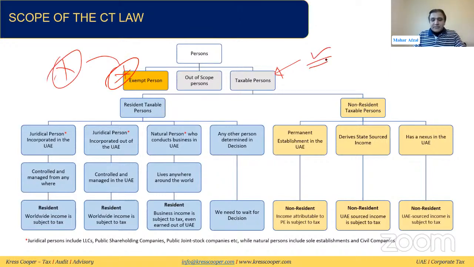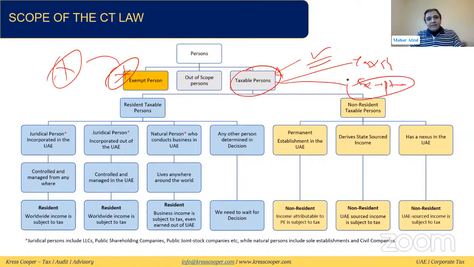These persons are taxable. The taxable person will have some sort of taxable income. They will have exempt income as well. So we should not mix the exempt person with the exempt income. First of all, we need to segregate. They are taxable persons. These are exempt persons. Exempt persons are themselves exempt from the UAE corporate tax law. We have discussed the 8 persons which are exempt from the corporate tax law. Then a taxable person might have exempt income, or might not have exempt income.